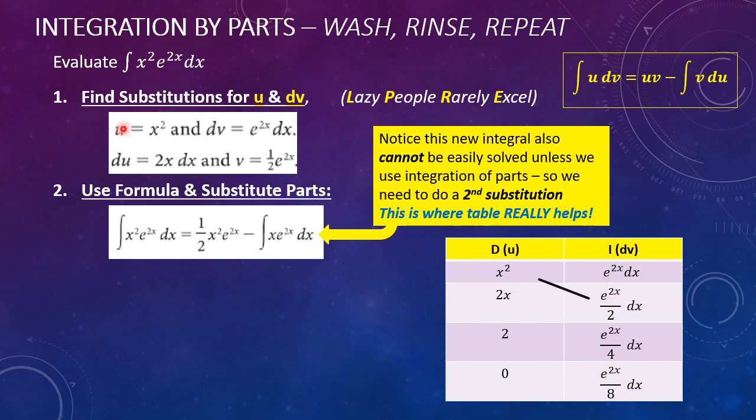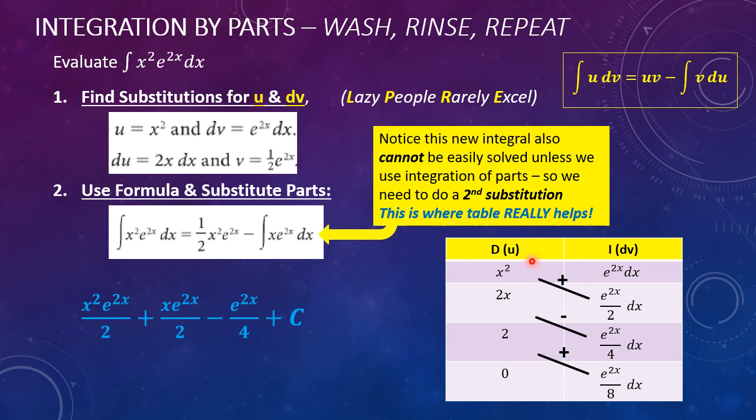Now remember what we do is we add and subtract all of the diagonals. And so we get x squared e to the 2x over 2 plus x e to the 2x over 2 minus e to the 2x over 4 plus c, which is the exact same answer we got before.